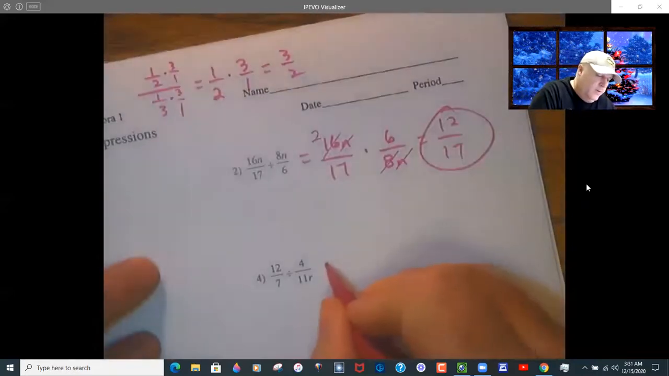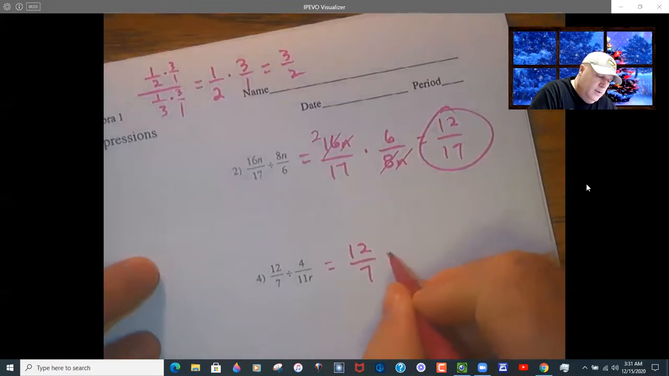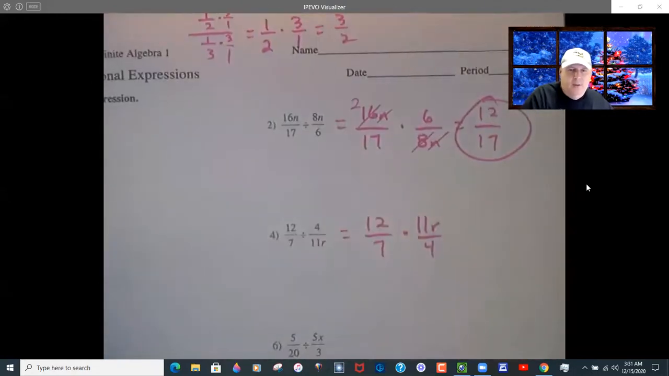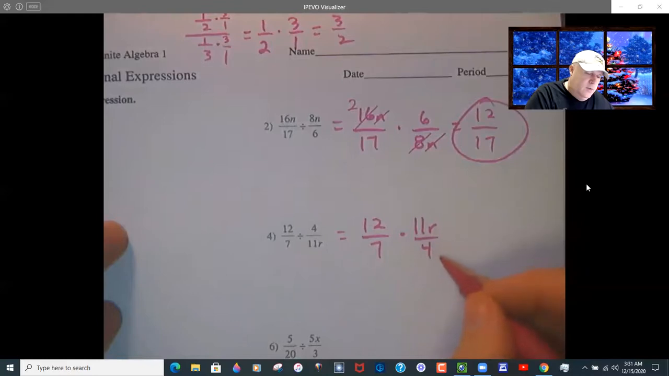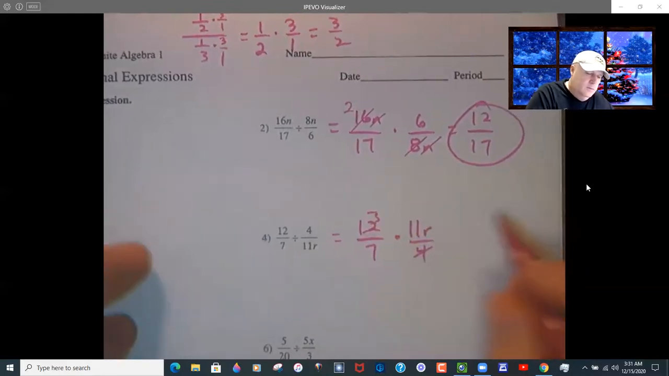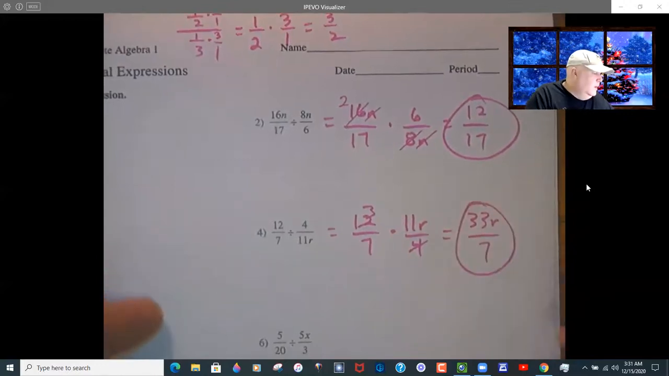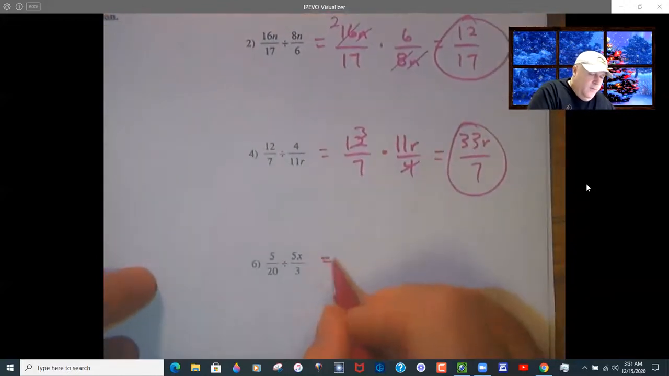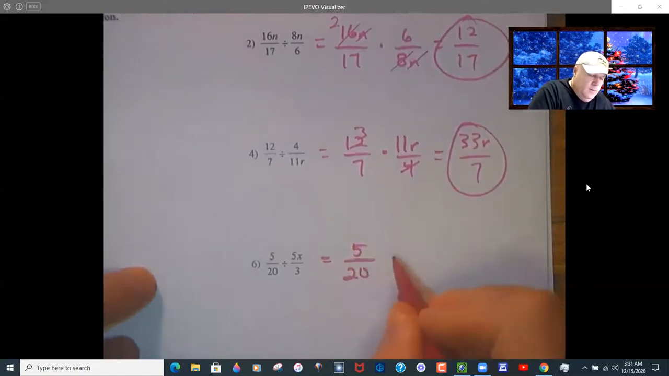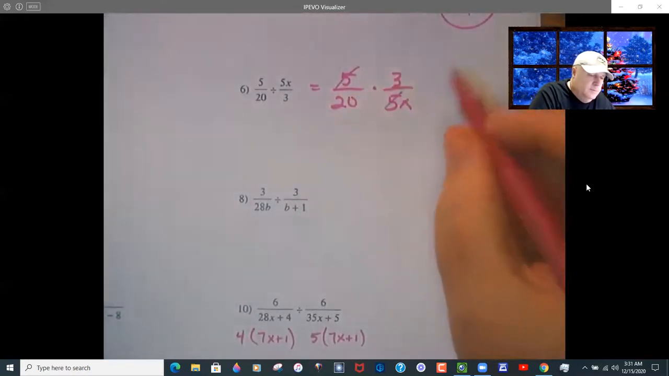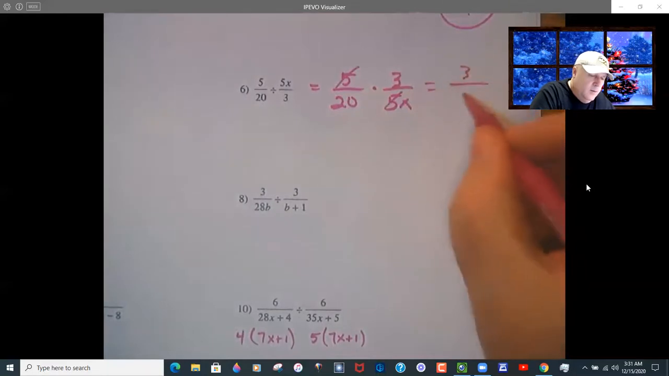So problem 4 is another one where we're good to go. Times 11r over 4. And again, it's the same concept as up here. That's why we're flipping and multiplying. And now just do the, so 12 over 4 is 3. So 33r over 7. Problem 6, 5 over 20 times 3 over 5x. So these will drop, making 3 over 20x.